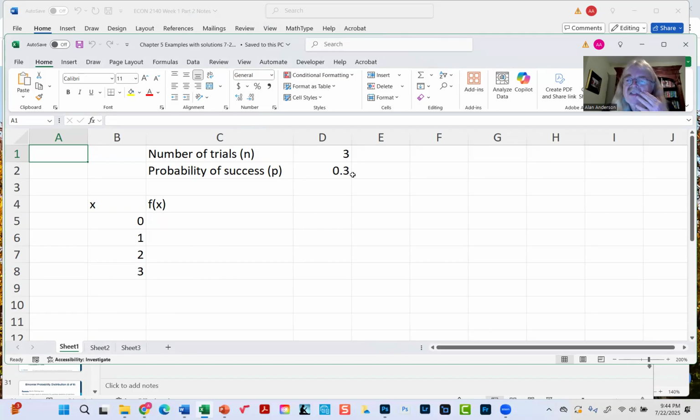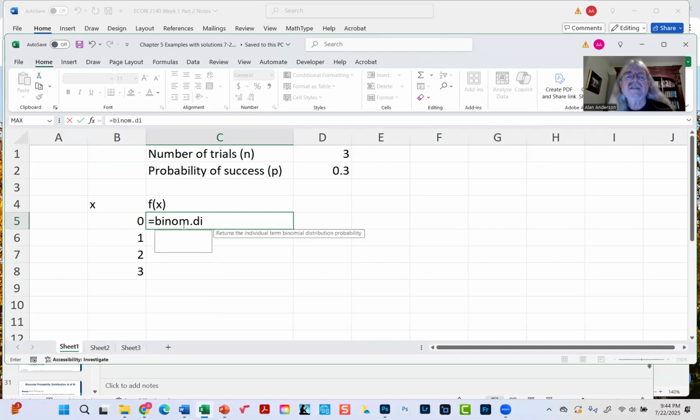Each one has a probability of success of 0.3. So we're going to fill in this probability distribution. There are 4 possible values for X, 0 through 3. And here we're going to put in the binomial probability function. So in Excel, that looks like this.